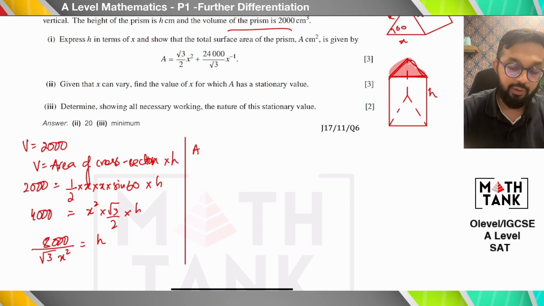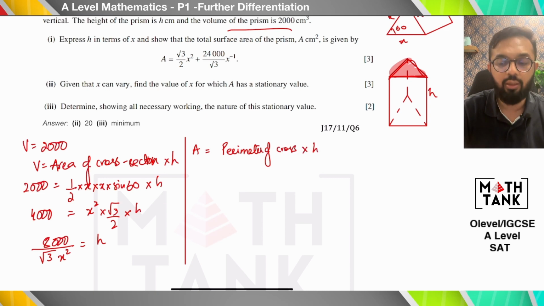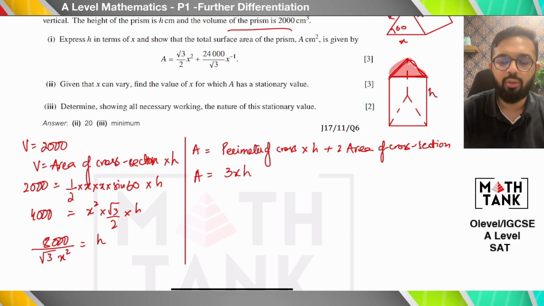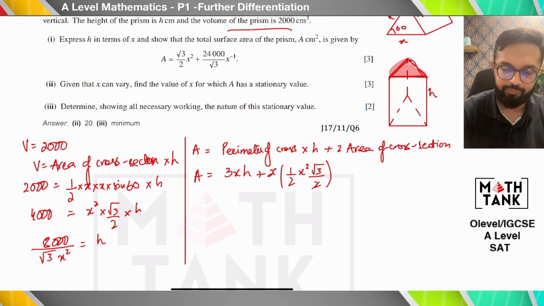And show the total surface area. So I'm going to work with the total surface area now. The surface area of a prism is perimeter of cross section times height plus 2 times area of cross section. So the area equals the perimeter, which is x plus x plus x, that's 3x, times h, plus 2 times area of cross section, which was half x squared times root 3 over 2. So I get 3xh plus x squared root 3 over 2.